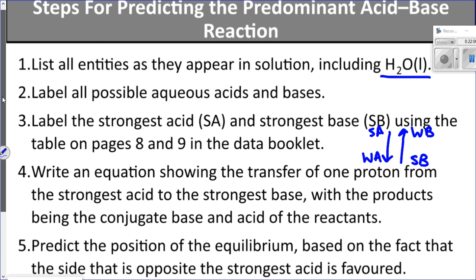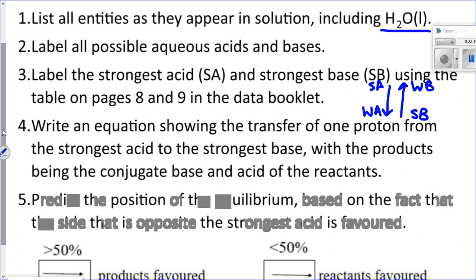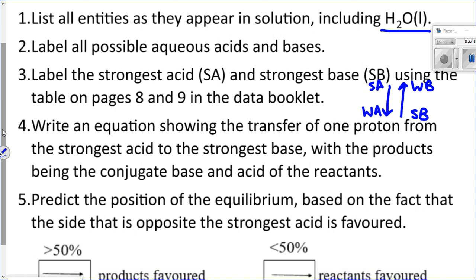So once I have the strongest acid and the strongest base, we are going to write an equation using the strongest acid and the strongest base and show that proton transfer. So we're going to write an equation that shows the transfer of 1 proton from the strongest acid to the strongest base. And then the products will be the conjugate base and the conjugate acid of both reactants. And then the last step is important.